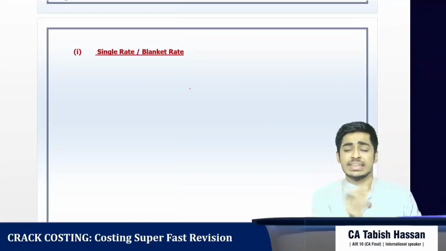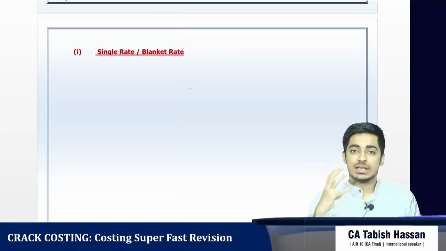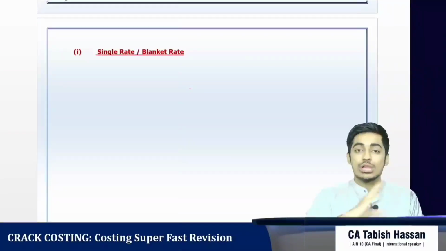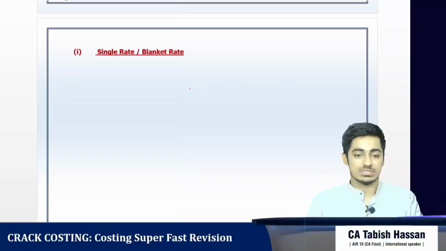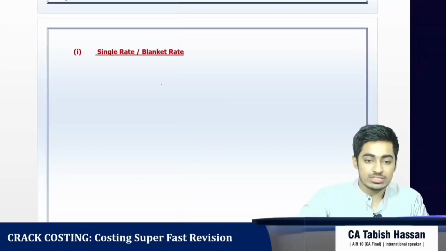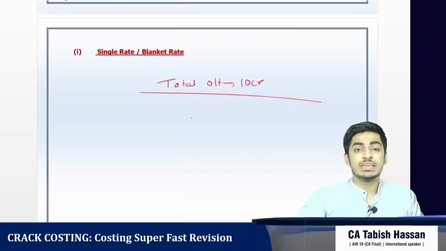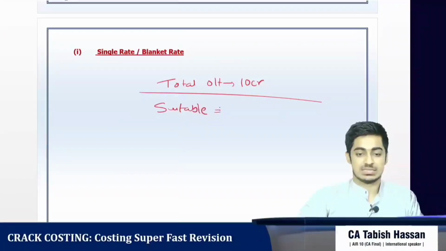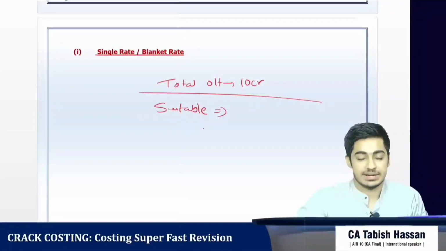Take the entire company, say Xiaomi as a whole, which has 10 crores of overheads. All departments together, all activities together, the entire overheads come to 10 crore rupees. So we take the total overheads of the company divided by a suitable basis. We take a single basis. So that's why it's called single rate.